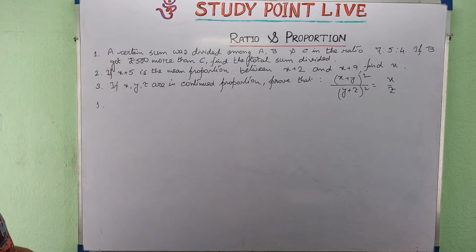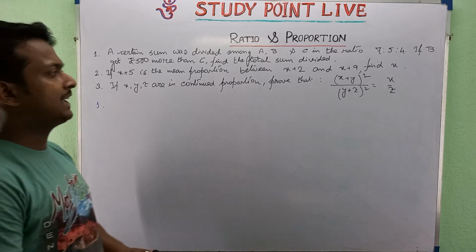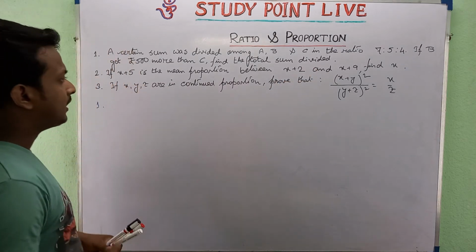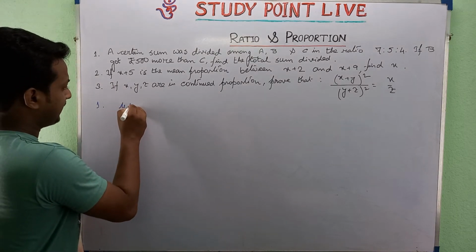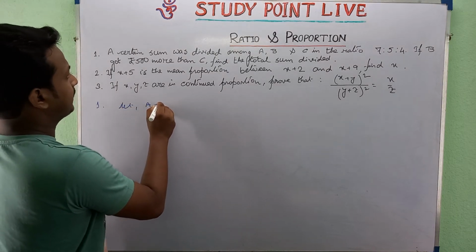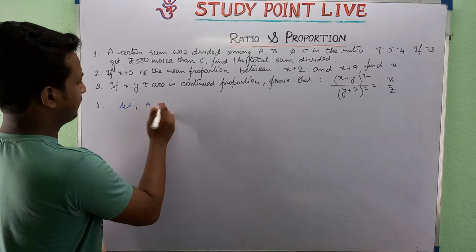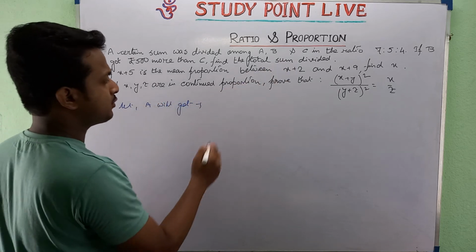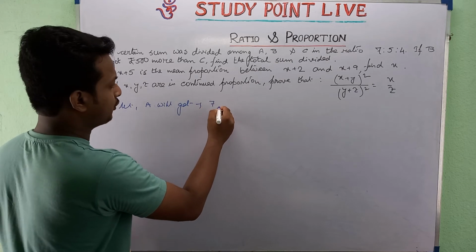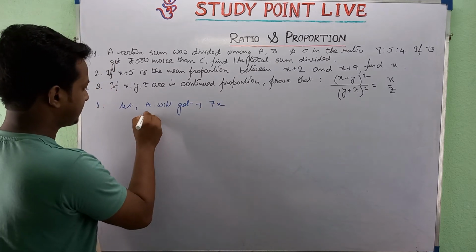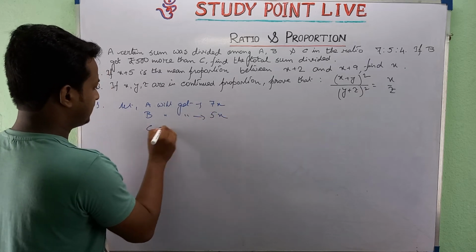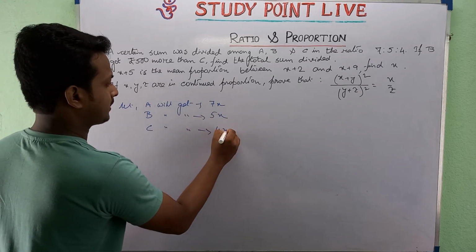See, here it is written, a certain sum was divided among A, B and C in the ratio 7:5:4. So we can say, let A get, see, the ratio was 7:5:4, so A will get 7x, B will get 5x, and C will get 4x.